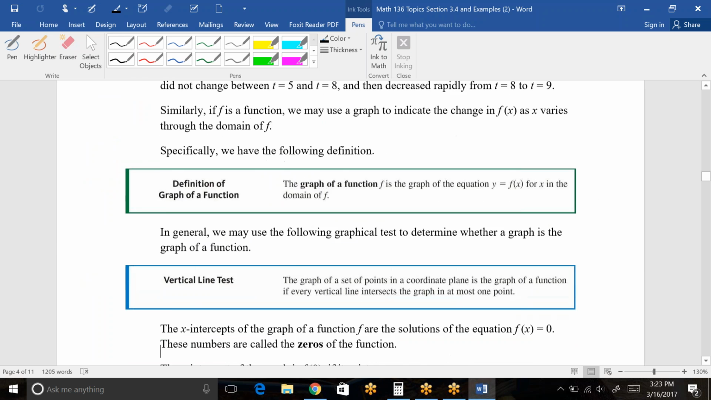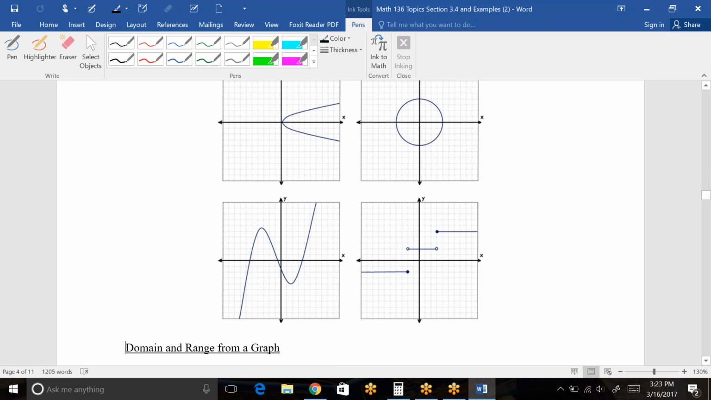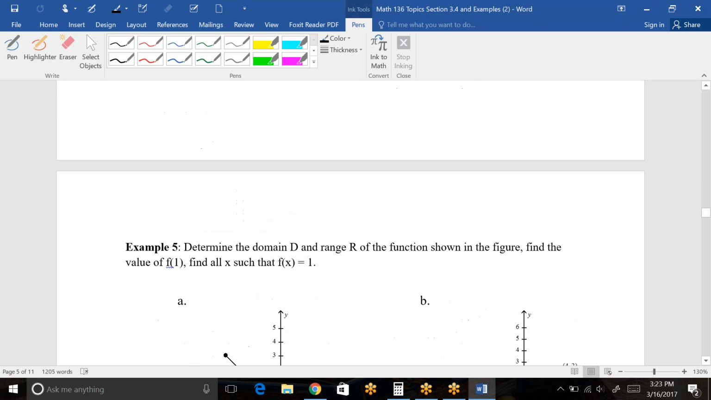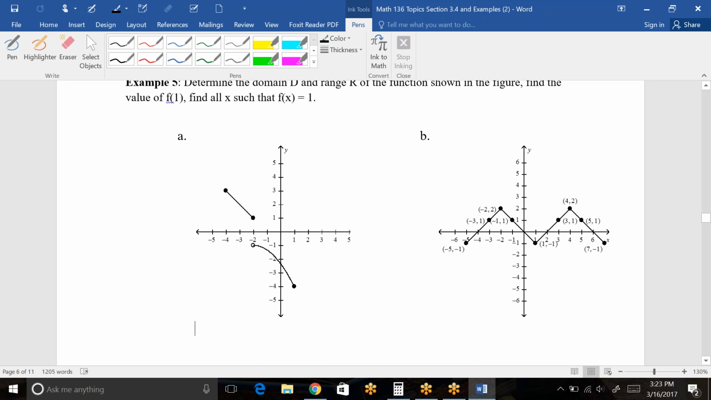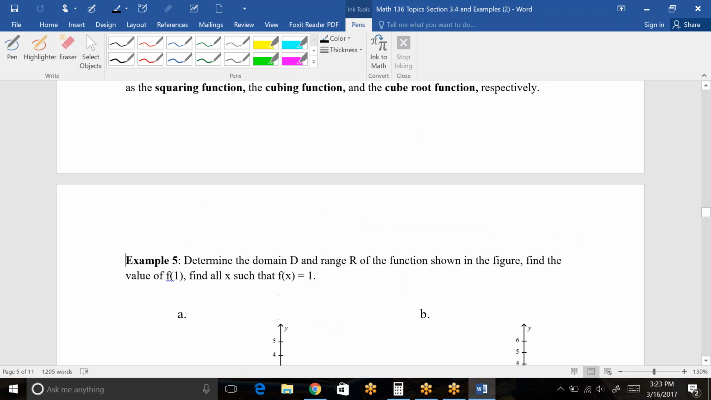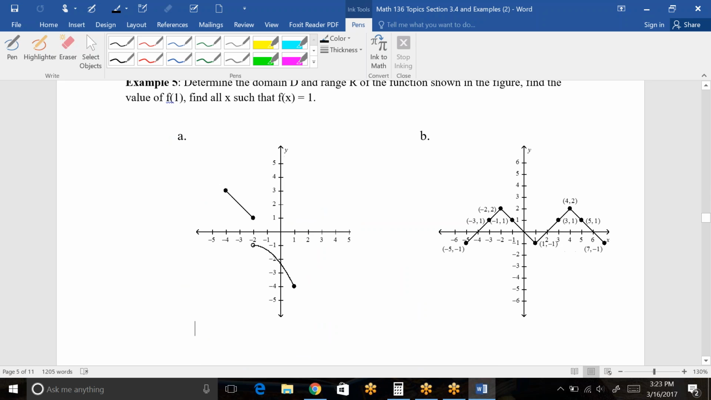Okay, we looked at some of the graphing techniques. We defined what is a function by the vertical line test in class. We did one of example 5, but I believe we did not do B in both classes, so I'll do B again. So it says determine the domain and range of the picture below, and then determine the value of f of 1 and find all x's such that f of x equals 1.